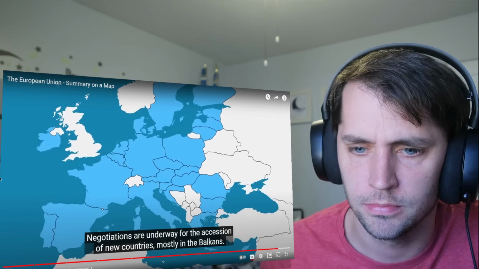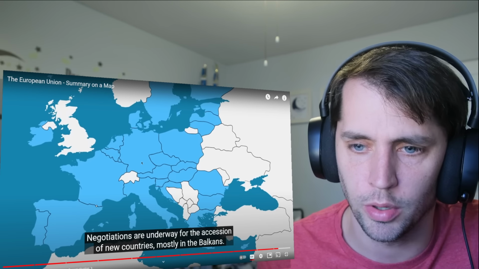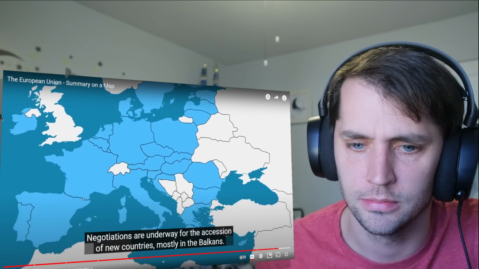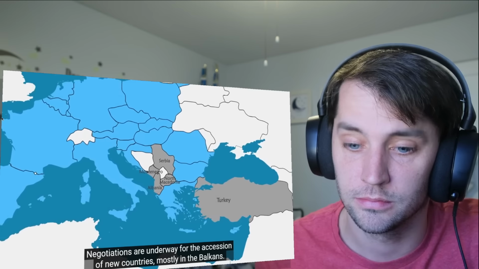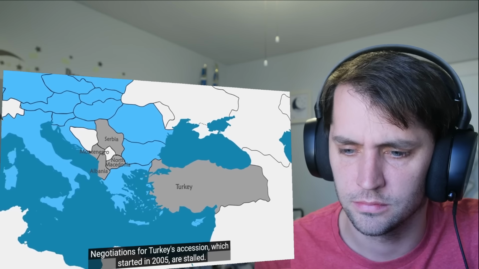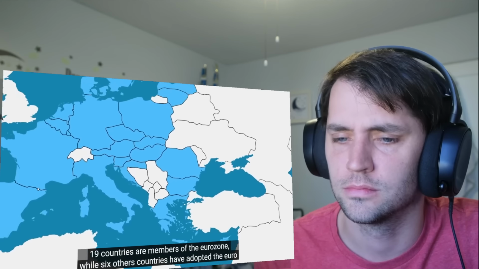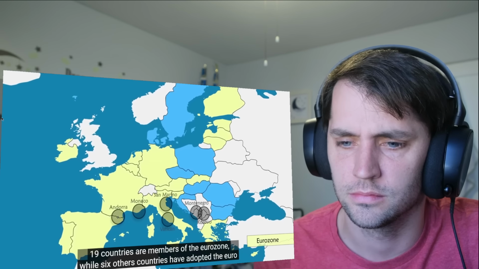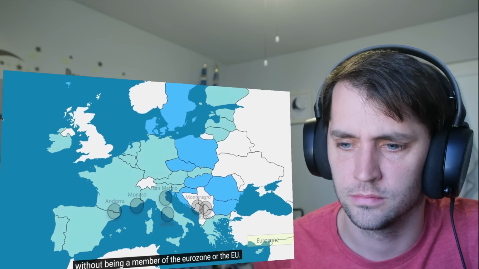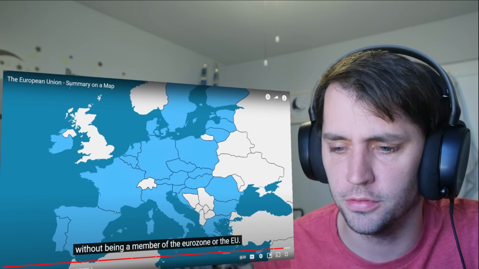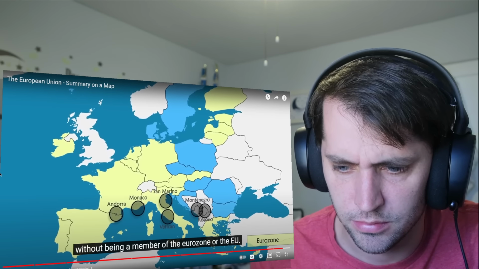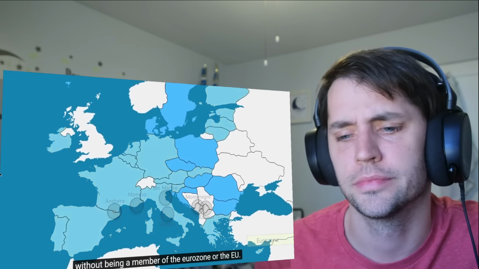Negotiations are underway. Obviously these countries are way bigger than most states, or most of these countries are. Way for the accession of new countries, mostly in the Balkans. Negotiations for Turkey's accession, which started in 2005, are stalled. 19 countries are members of the Eurozone, while 6 other countries have adopted the Euro without being a member of the Eurozone or the EU. Oh, so you can use the euro even if you're not in the EU.